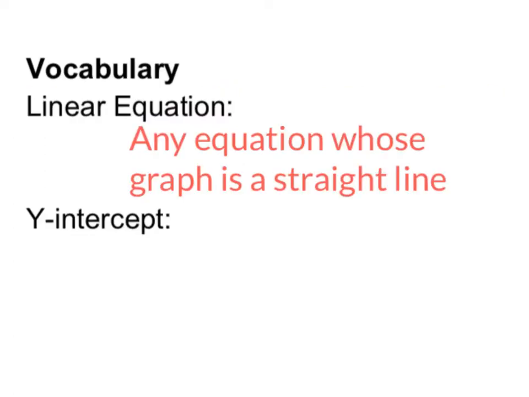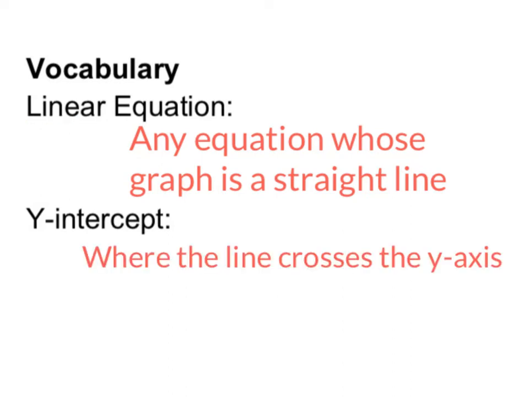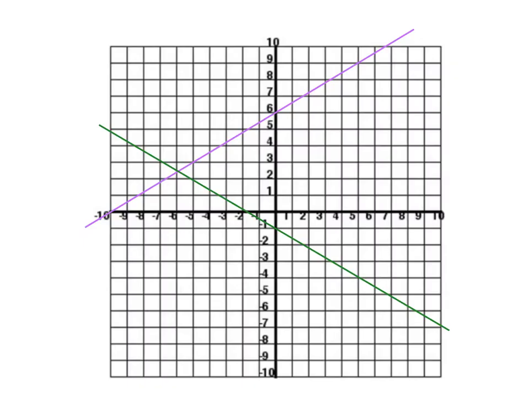A linear equation is any equation whose graph is a straight line. Notice that the word linear has the word line in it. And the y-intercept is where the line crosses the y-axis. Let's take a closer look at the y-intercept. These are both lines. We have a purple line and we have a green line. The y-intercept is the place where the line crosses the y-axis.